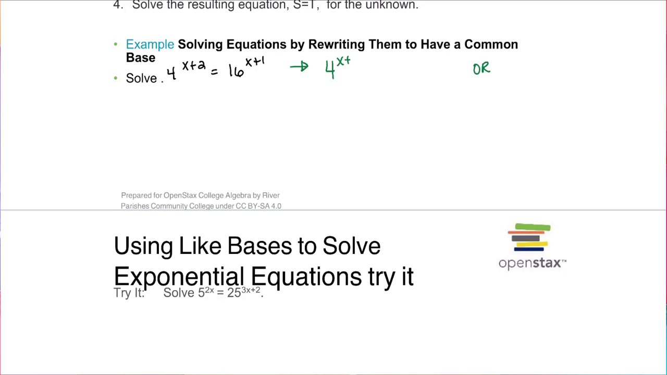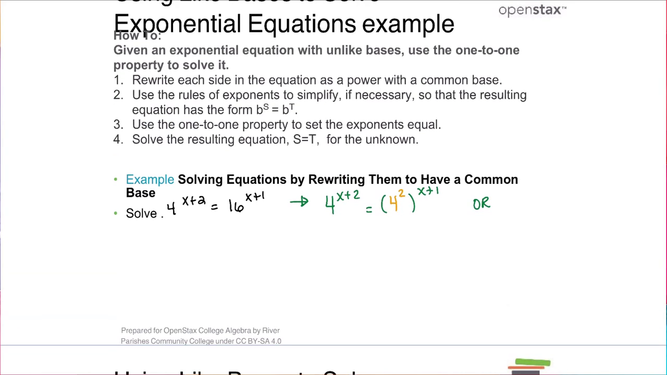So 4 to the x plus 2 is already a power of 4, where 4 is the base. But on the right hand side, 16 to the x plus 1, instead of 16, I'm going to convert that to a power of 4. 16 is really 4 squared. So that is the first thing that you do: you rewrite the problem so that you're rewriting each side of the equation as a power with a common base.